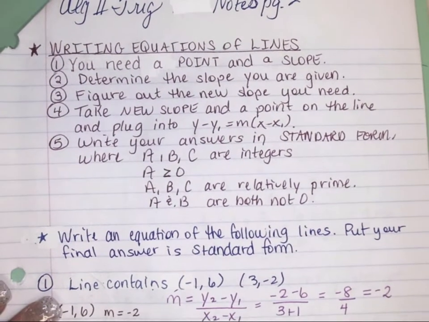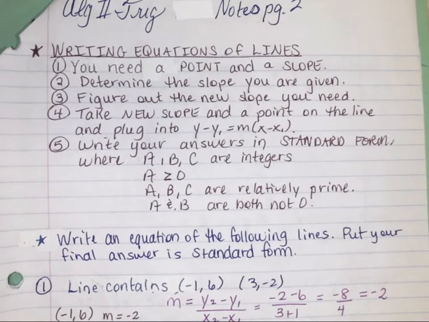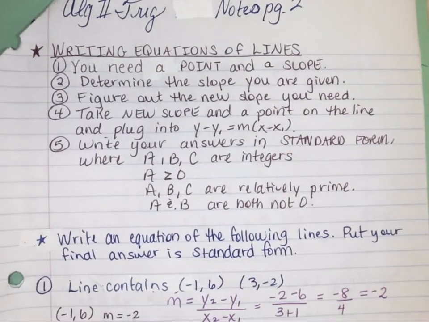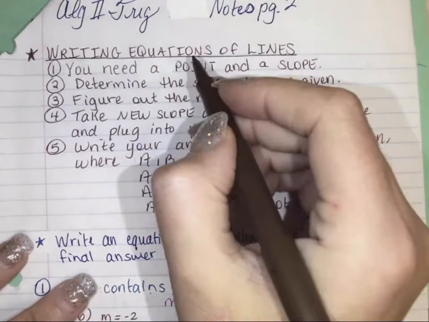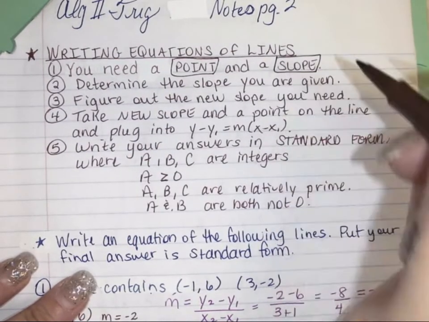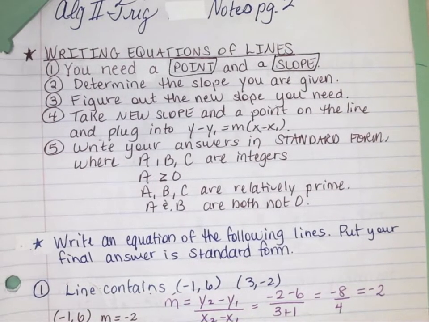Okay, next step is writing equations of lines. In order to write an equation of a line, you always need a point, an ordered pair that will be on that line, and you always need the slope of it. You may have to do some work in order to find either or both of those components, as you're going to see in a minute.